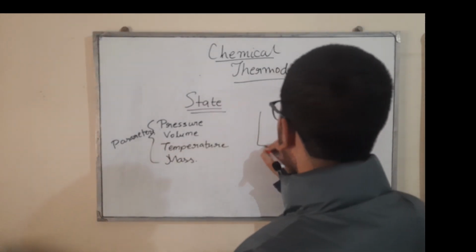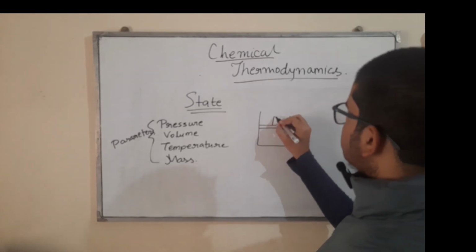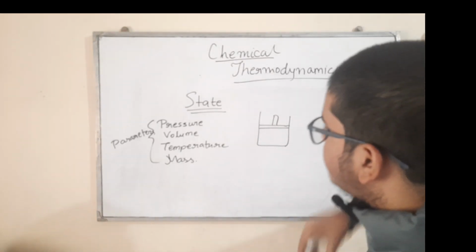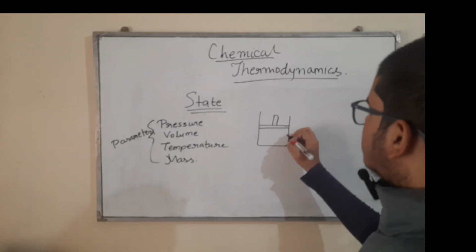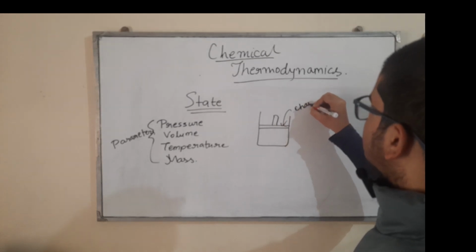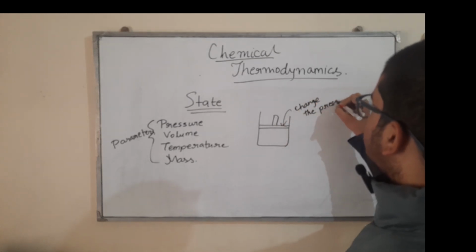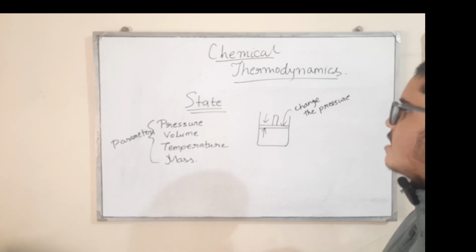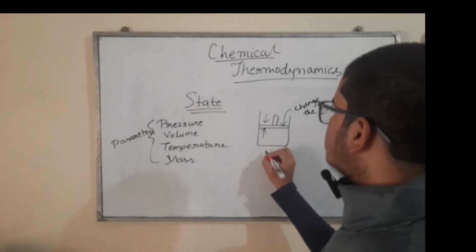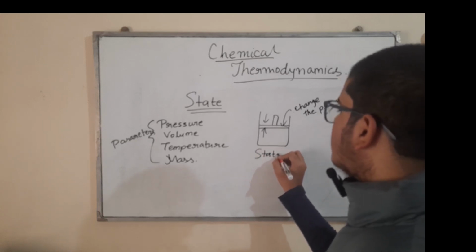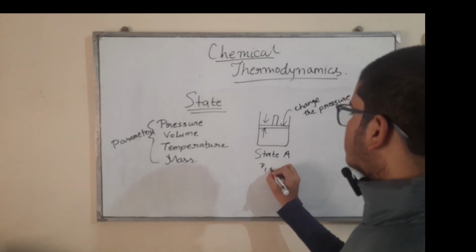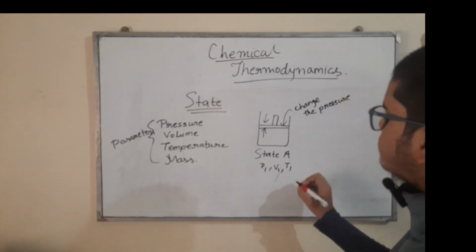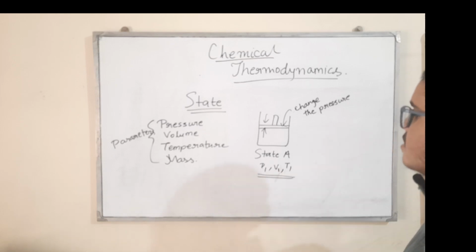So, if I take some gas with a piston above it, piston is nothing but a lid above it, which you can push or pull out. So, it's kind of used to change the pressure. So if you don't apply any force, then external pressure is equal to the internal pressure, which is equal to 1 atm. So let's suppose this system is in state A. And how do you define state A? P1, V1, T1. Pressure is P1, volume is V1, temperature is T1.